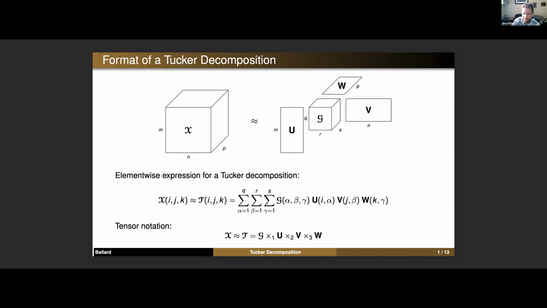This takes a lot of symbols to write. I can write the Tucker format much more succinctly using tensor notation, but I have to use a new weird multiplication here. This is a times symbol with a subscript. This is what we call a tensor times matrix operation. So let me tell you what that is next.